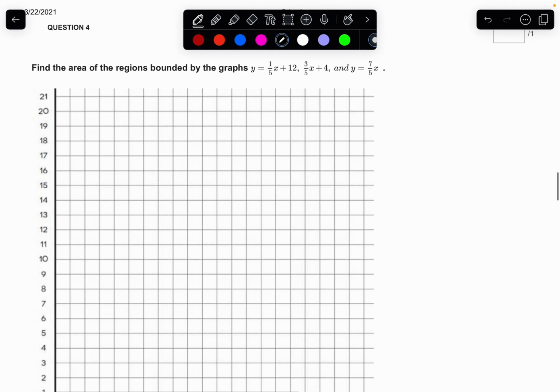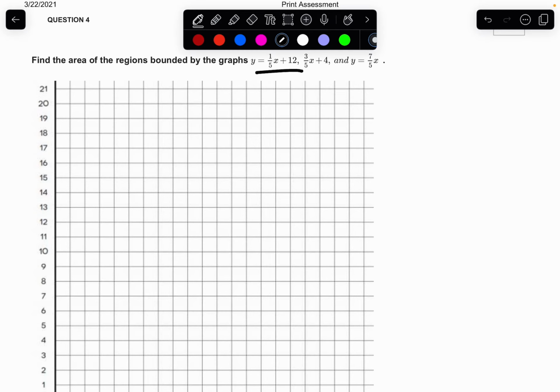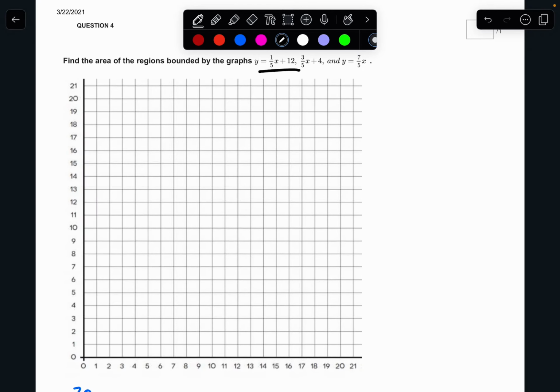Find the area of the regions bounded by these 3 graphs. And I can already tell this is a fun one. So we'll do y equals 1/2 x plus 12. So we go to plus 12, and we go up 1, right 5, up 1, right 5, up 1, right 5. I don't know how many I'm going to need, but I'll just make the whole thing. It's going to look something like that.